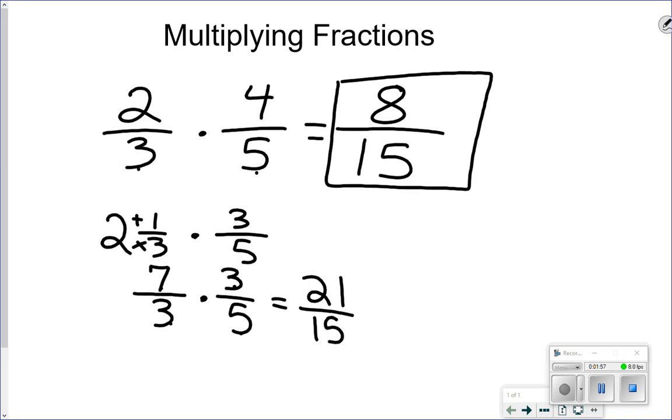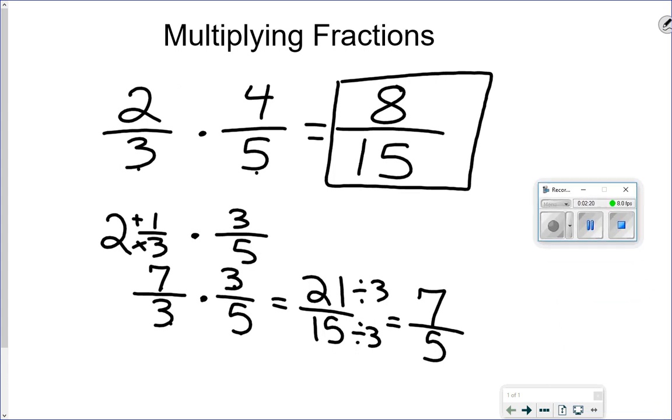That's our denominator. Now again, you need to check to see if you can simplify that. 21 and 15 are both divisible by 3. So we need to simplify by dividing them both by 3. 21 divided by 3 gives us 7. That's our numerator. 15 divided by 3 gives us 5. That's our denominator. Now, 7 over 5 is an improper fraction because the top number is bigger than the bottom.